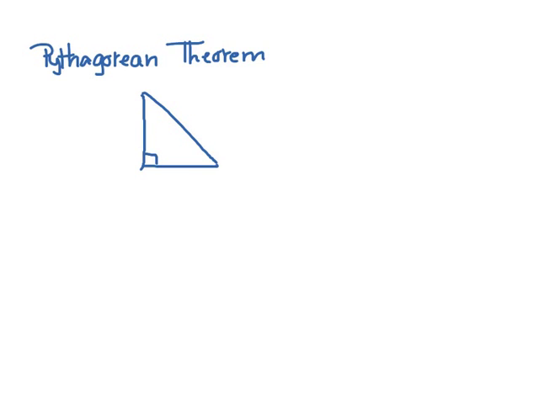Okay, the two sides that make up that right angle we call legs. So that's a leg, that side is a leg, and this side is a leg. And the side opposite the right angle, which we denote with a little square down here, is called the hypotenuse.